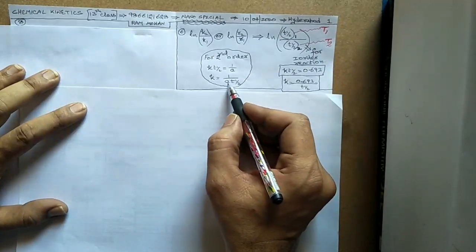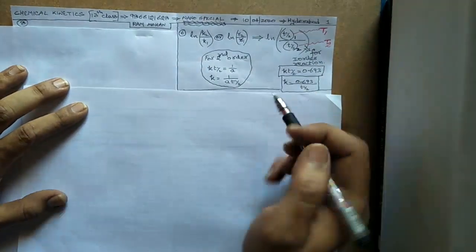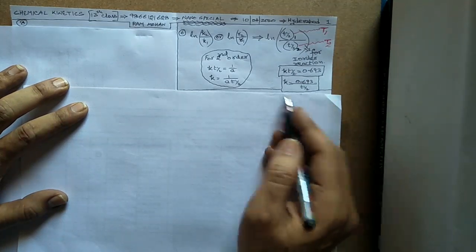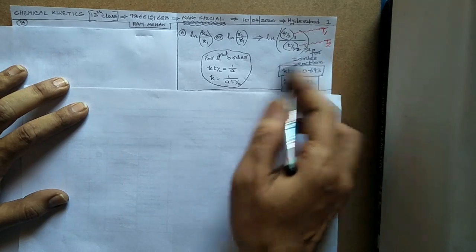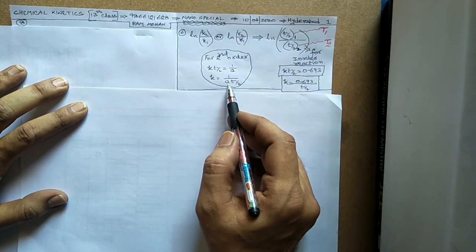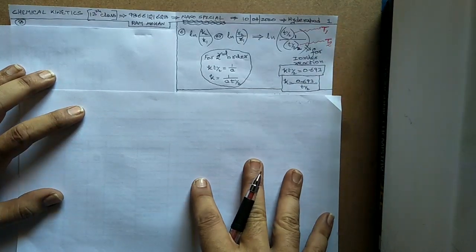Generally, this should be highlighted in second order. If it is the same, then also you can do the same way. It need not be highlighted because T half is independent of initial concentration for a first order. So I can blindly substitute that. But that condition has to be verified before substituting it for the second order. So that's what we have when we talk about K.